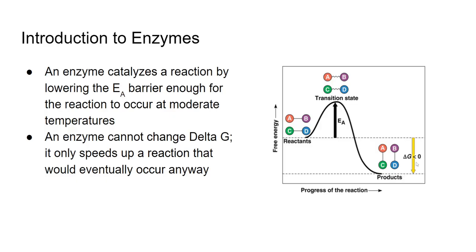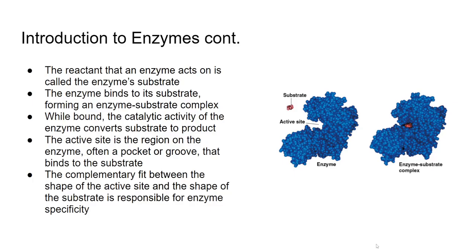And also, a quick reminder, enzymes cannot change delta G. If the reaction is spontaneous, it will always be spontaneous, so delta G will always be less than zero. This is a quick introduction to enzymes.